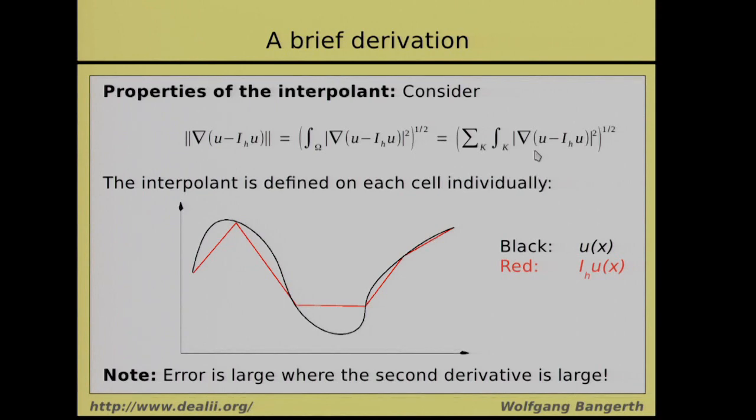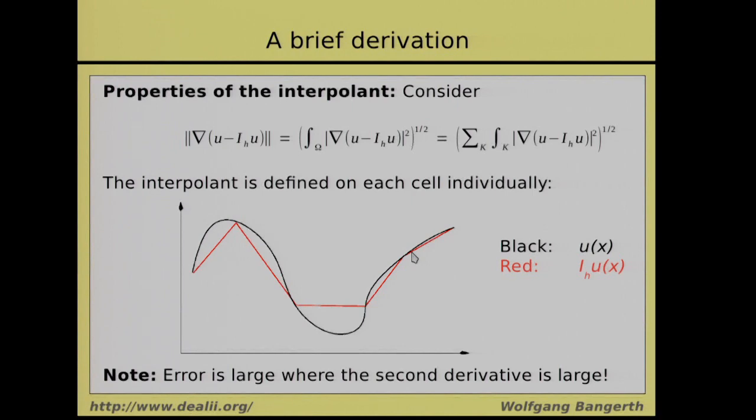And intuitively, if you just look at this picture, let's say the black here would be the exact solution, and the red is the interpolant, so it equals the exact solution at these nodal points, and in between it is piecewise linear. So you can see already here that the red curve is close to the black curve in those places where the black curve does not have a lot of curvature.